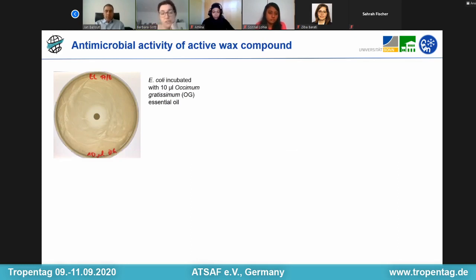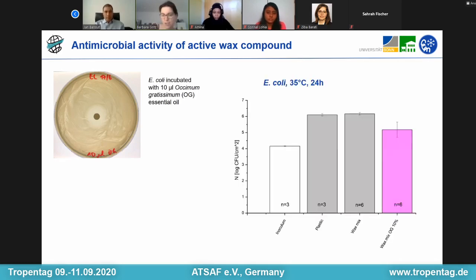Here we see an inhibition zone with Escherichia coli, which is a gram-negative bacteria, and most of them are quite resistant to antimicrobial components. This one is not, against Ocimum gratissimum. So we try to incorporate this into our coating. And as you can see in white, we have our inoculum. In gray, we have plastic and our wax mix without active component as a control. And on the right side in pink, we have our wax mix with 10% of the essential oil.